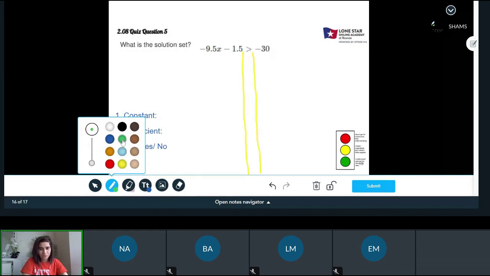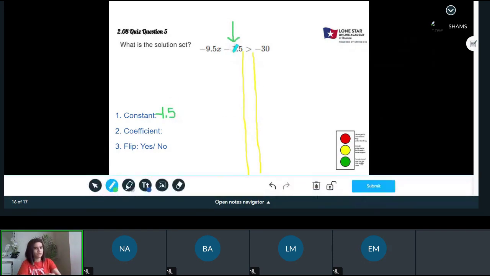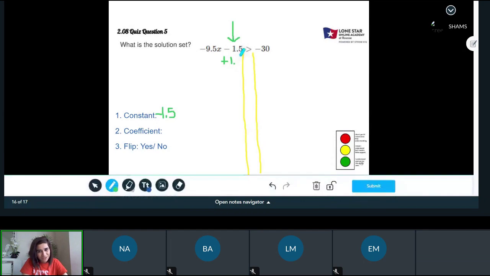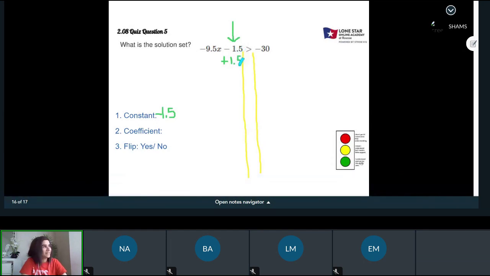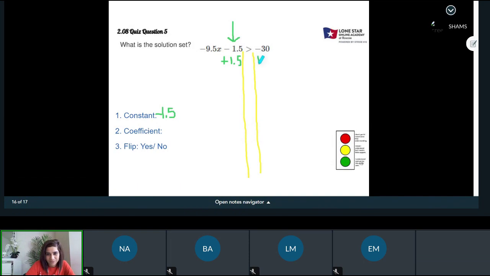My constant is the number that is by itself. I have minus 1.5. The inverse of negative 1.5, or minus, is add. To get rid of minus 1.5, I will add 1.5 to both sides. I'm very interested to see how you guys do this. I do see there's some point of confusion that could exist. Ben, good with that. I agree. And I'm going to add 1.5 to the other side.